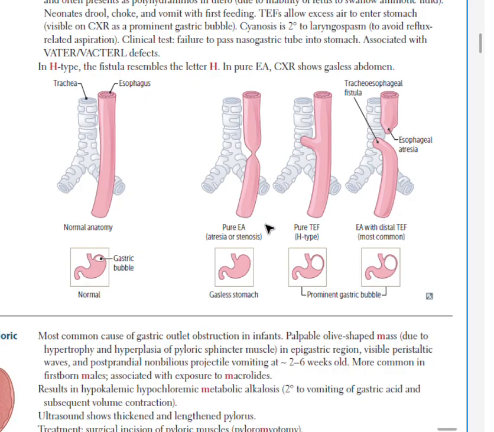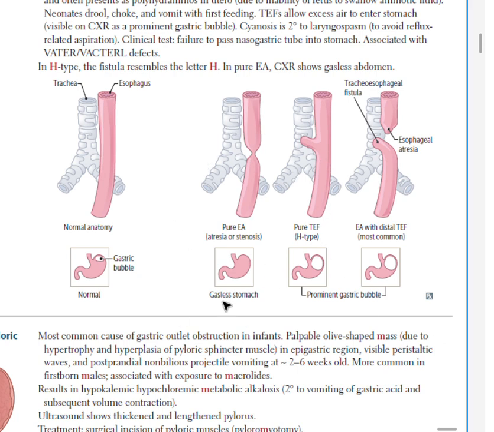Now there's an H type pure tracheoesophageal fistula. This is where the esophagus is intact, but there's a small fistula between the trachea and esophagus. And it's connected like an H, right? So this looks like a letter H. In this, you get recurrent aspiration, and there's often coughing during feeds, and it is often missed during birth.